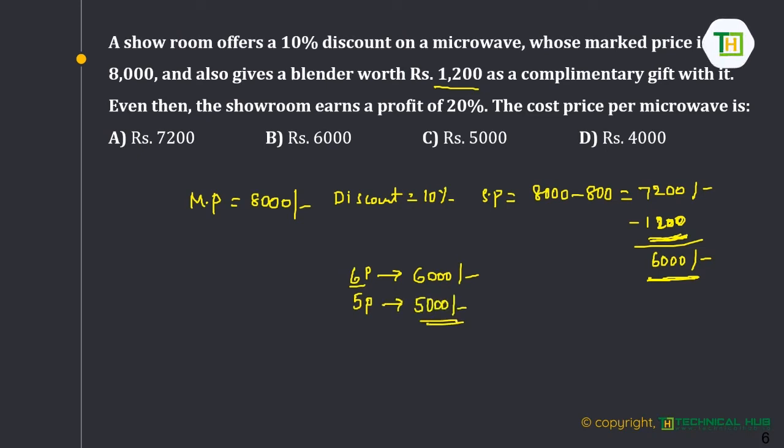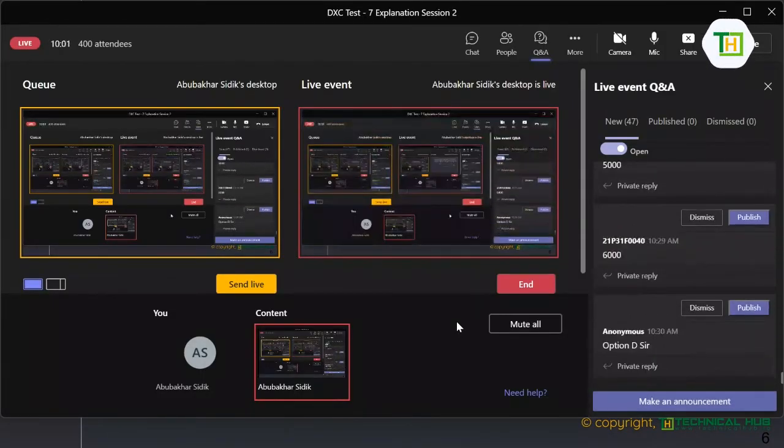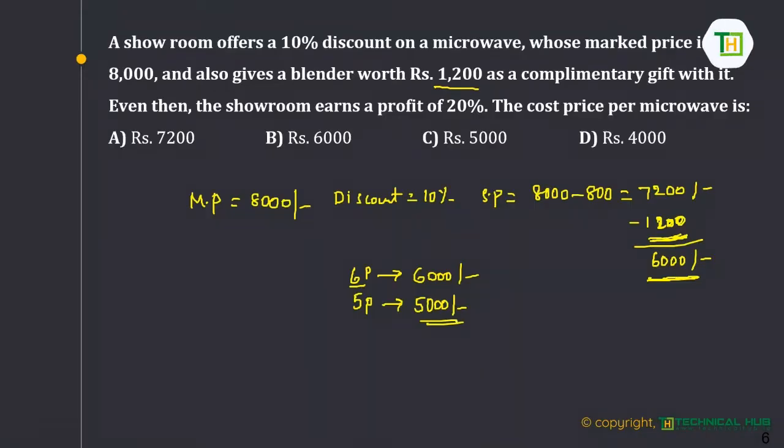So the cost price of the micro oven is 5,000 rupees, and now I gave 6,000 rupees for the micro oven and 1,200 rupees for the gift. So I gave 1,000 rupees extra, which is 20% of their cost price. But already many of the students have done it. So option D, no, it is not option D, it is 5,000.